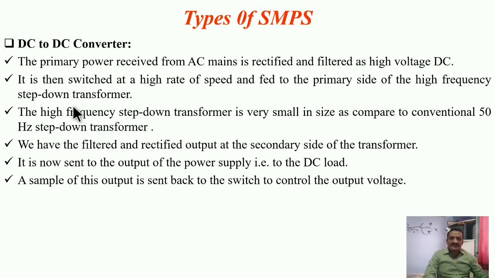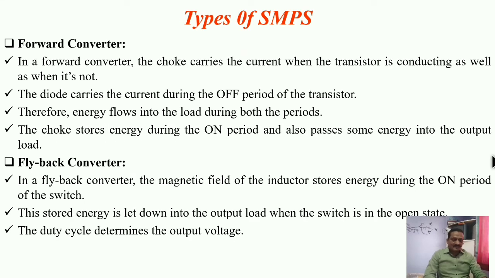So the DC to DC converter is nothing but whatever I just explained, the working is the same. Now the forward converter: in the forward converter, the choke carries the current when the transistor is in conducting state as well as when it is in off state. Whenever we see the circuit diagram, you will get a clear idea about all these remaining converters. So we'll see it in detail later on. Just go through its introductory part: what is the forward converter, or what are flyback converters? Again, the self-oscillating one is also there.